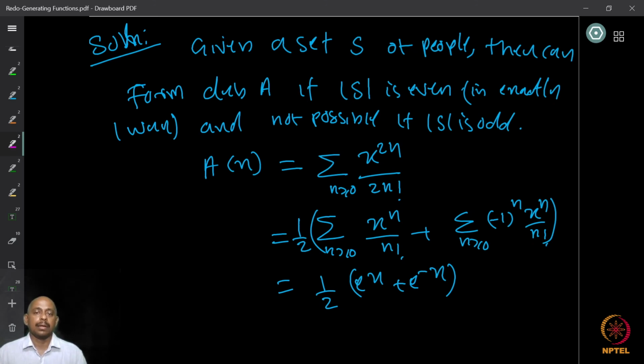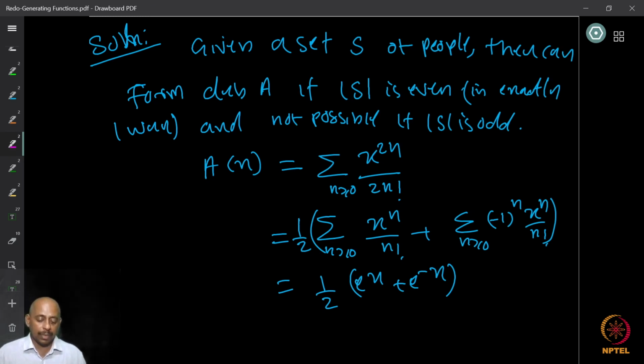Therefore, the generating function for A of x is the summation of x raised to 2n by 2n factorial, an exponential generating function, because x raised to 2n says that we can only choose an even number of people. n can be 0, so n is greater than or equal to 0. So I can choose 0 guys, 2 guys, 4 guys, etc. I can write this as half of the summation over n of x raised to n by n factorial plus the summation over n of minus 1 raised to n x raised to n by n factorial. This is the way to split this and write this.